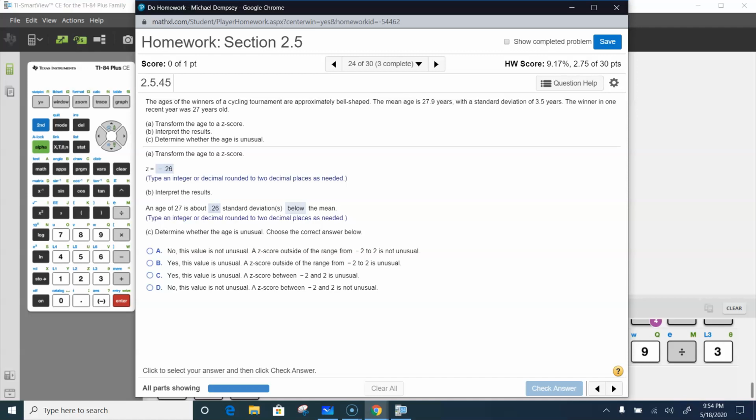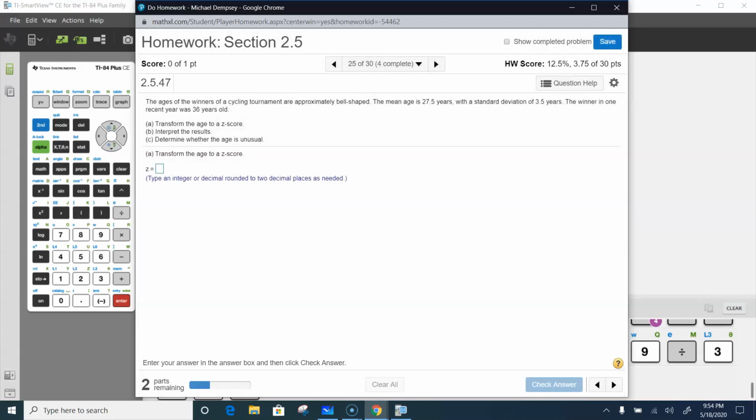Determine whether this age is unusual. No, it's not unusual. If the z-score is between negative 2 and 2, it's inside that, then it's not unusual. Letter A is saying that if it's outside of that, it's unusual. This one's not unusual. It's pretty close to the mean, really. It's not even a standard deviation away from it. Okay, so it's on to 25.